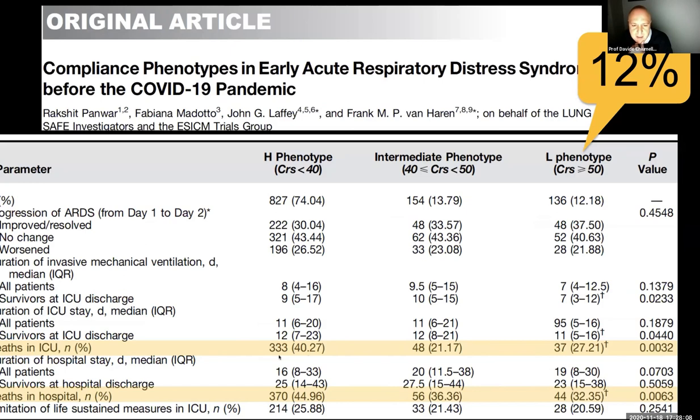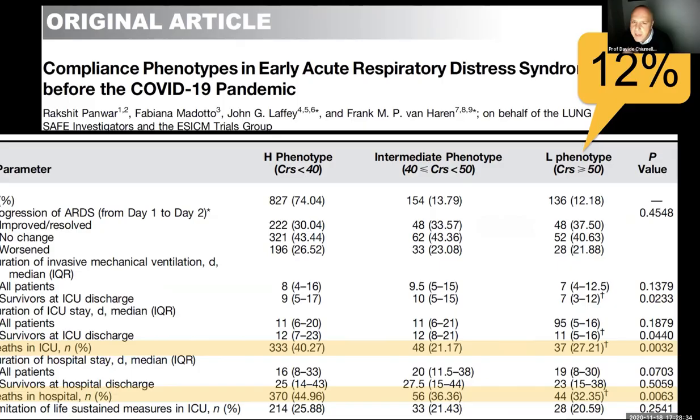One is the outcome. You can see the H phenotype has got a really high mortality rate, about 40%, whereas the L phenotype has got 27%. And this is reflected also in the death in hospital. Now, this is important because I would like to contrast it with the COVID-19 ARDS, both in terms of outcome and in terms of prevalence.